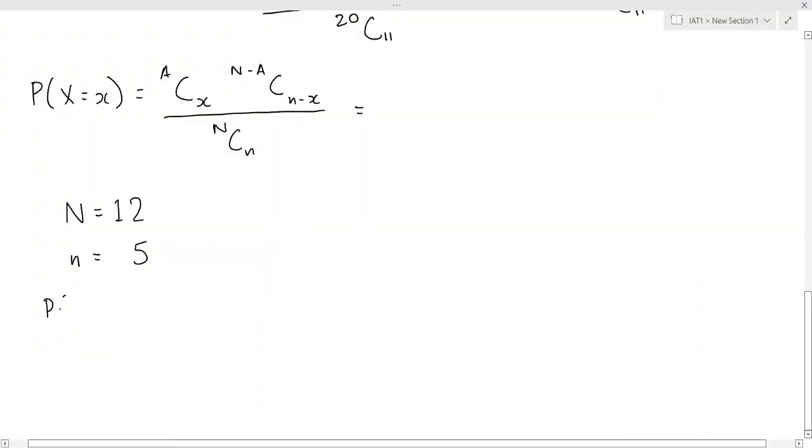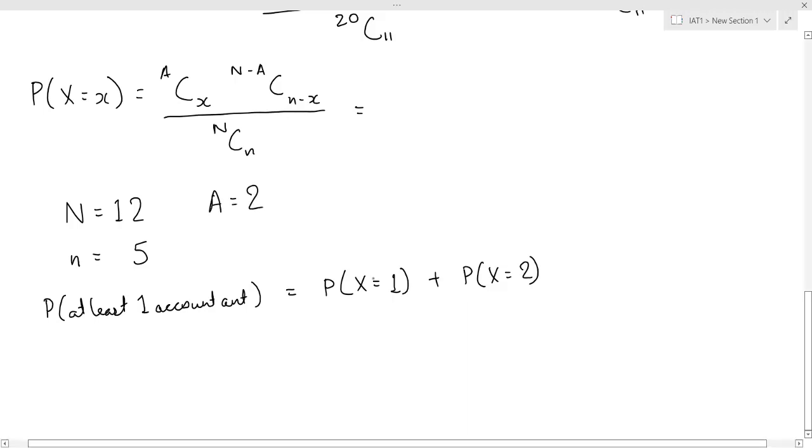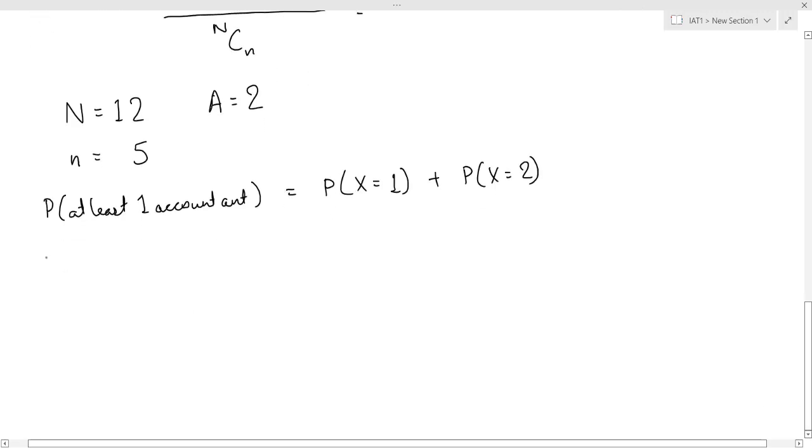So for P, at least one accountant, we will have to do the probability of there being one accountant plus the probability of there being two accountants, right? This is the addition that we will have to do. So we can find out the probability of there being one accountant. What is the total number of accountants? The total number of accountants is 2. Once we need one accountant, once we need two accountants. So we will do these calculations.